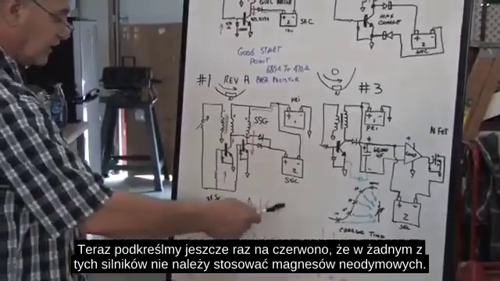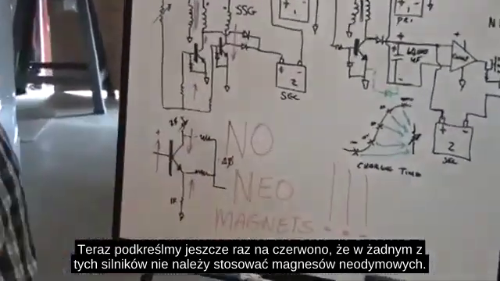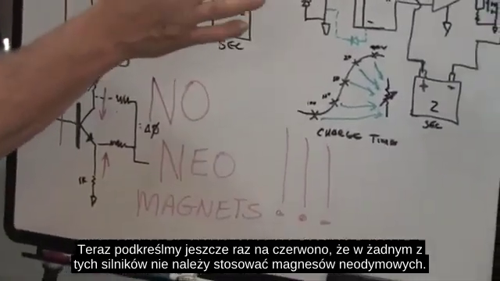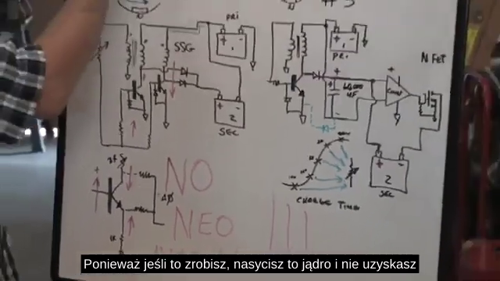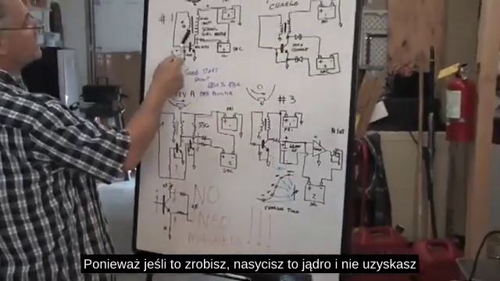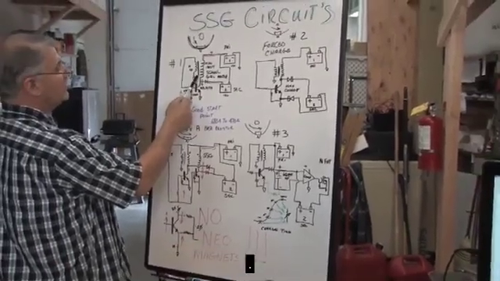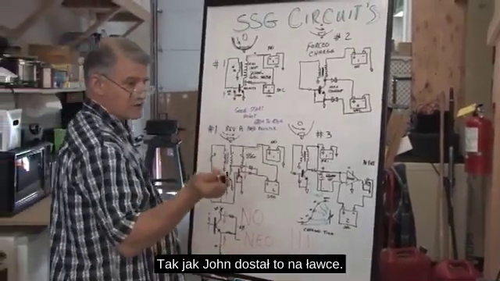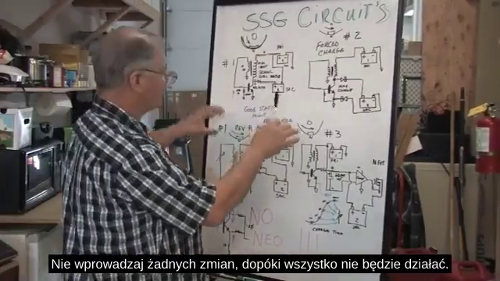Now, point out again, in red, do not use any neomagnets in any of these motors, because if you do that, you're going to saturate this core, and you're not going to get the same as what John got here on the bench. Do not make any changes until everything runs.